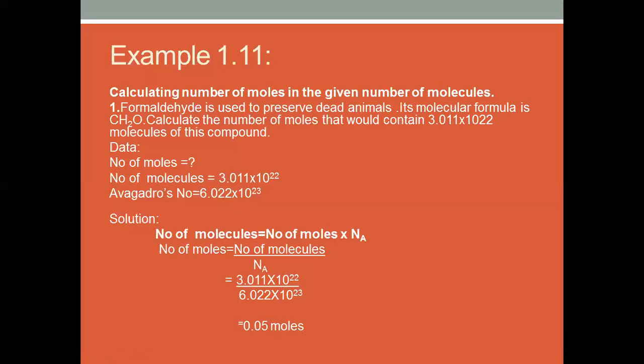The second example is 1.11, calculating number of moles in the given number of molecules. The same thing. Again, instead of atoms, you have to use the term molecules. In the previous case it was number of atoms. The same, taking out number of moles: number of molecules over Avogadro's number, by putting the values. The only difference is here it is 22. In the previous case it was 3.011 × 10^23, but this time it is 22. The previous answer was 0.5, and in this case it is 0.05 moles due to this 22 value.